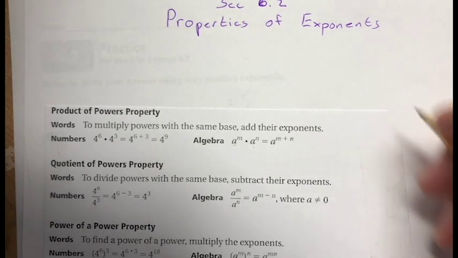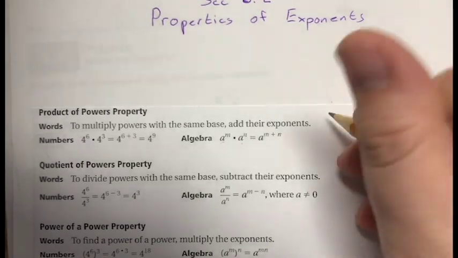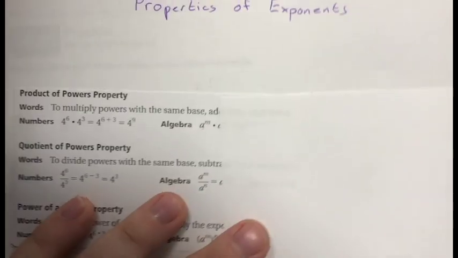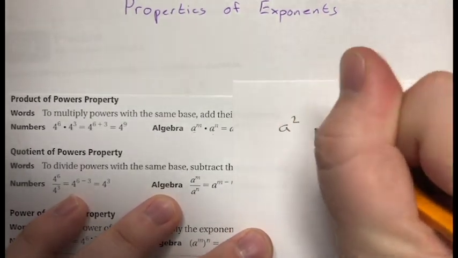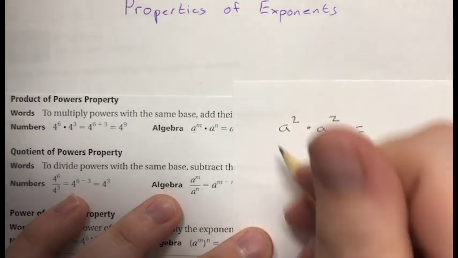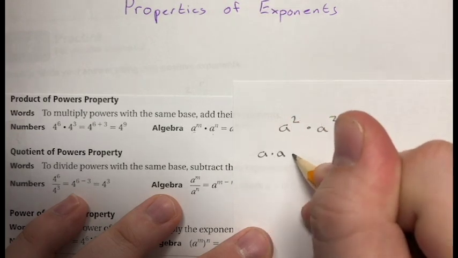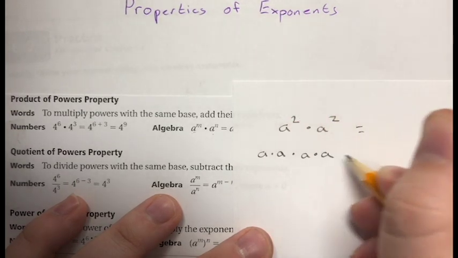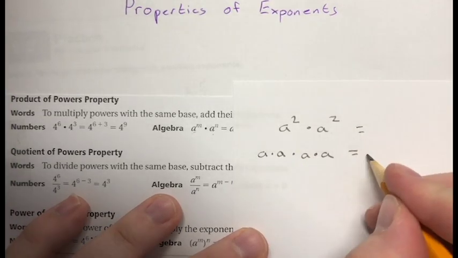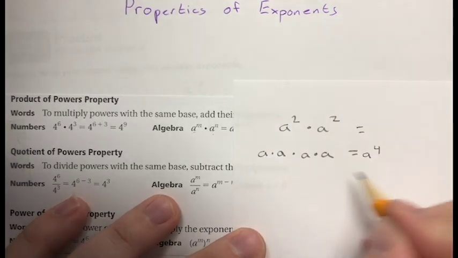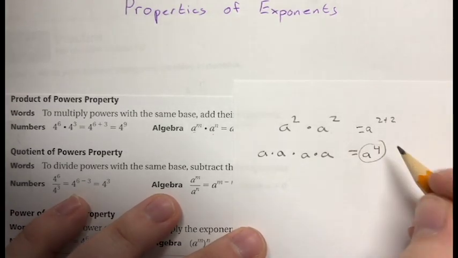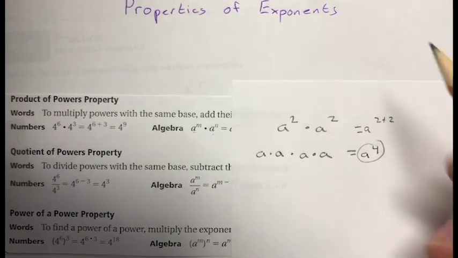So let me show you why this works. I'm going to do a little scrap work over here. I'm going to pretend that I am multiplying a to the second times a to the second. Well, remember your rules of exponents. A to the second is really saying a times a, and then this is going to be times a times a. Well, a times a times a times a, since they're all multiplying, is a to the fourth. That's the reason we can just say a squared times a squared is a to the 2 plus 2, equals a to the fourth. When we write it out logically, it just works.